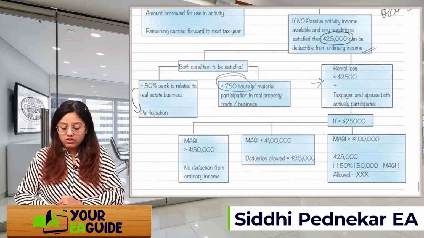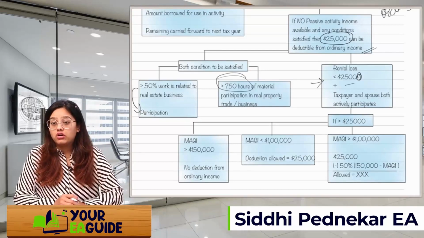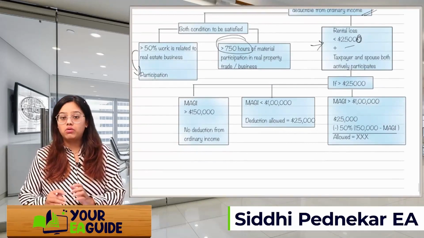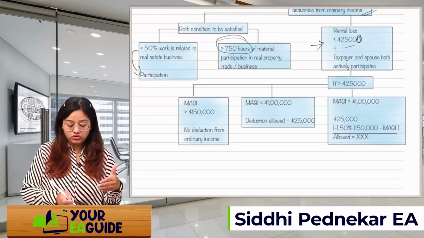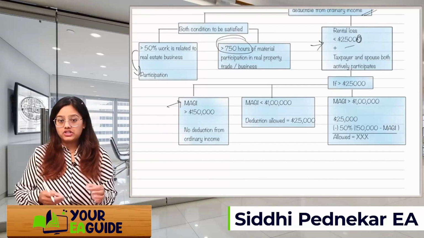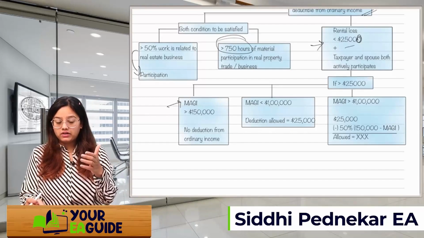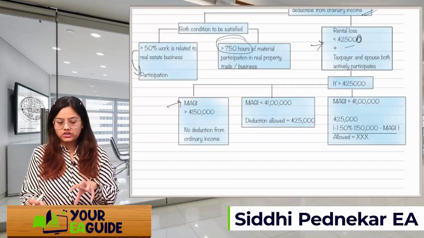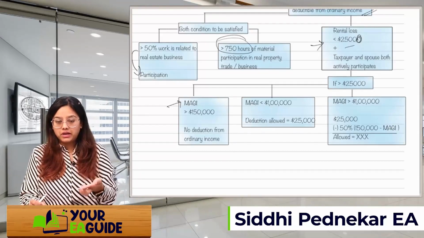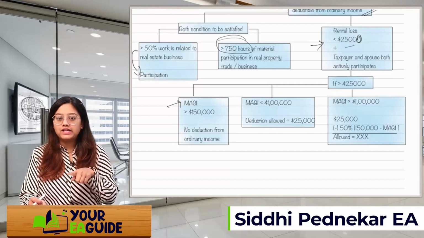Now, what if the rental loss is more than 25,000? See here, it's 25,000, not 2,500. If your loss is more than 25,000, you will compare your modified AGI. You should know what your AGI is, the modified adjusted gross income. AGI is all the incomes reduced by some deductions. To that AGI you add the tax-exempt interest and tax-exempt dividends, the tax-exempt items. That is your modified AGI.